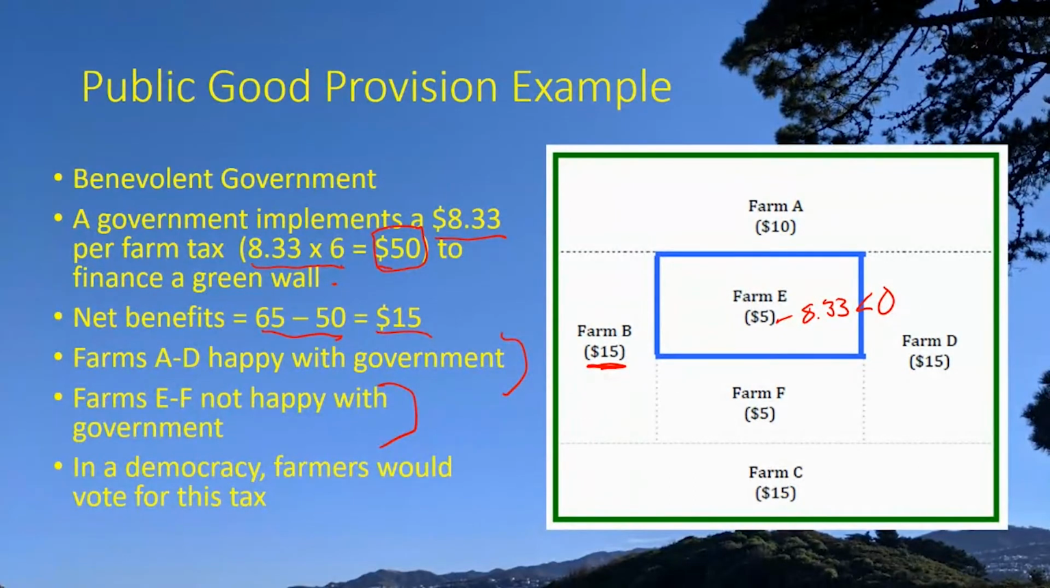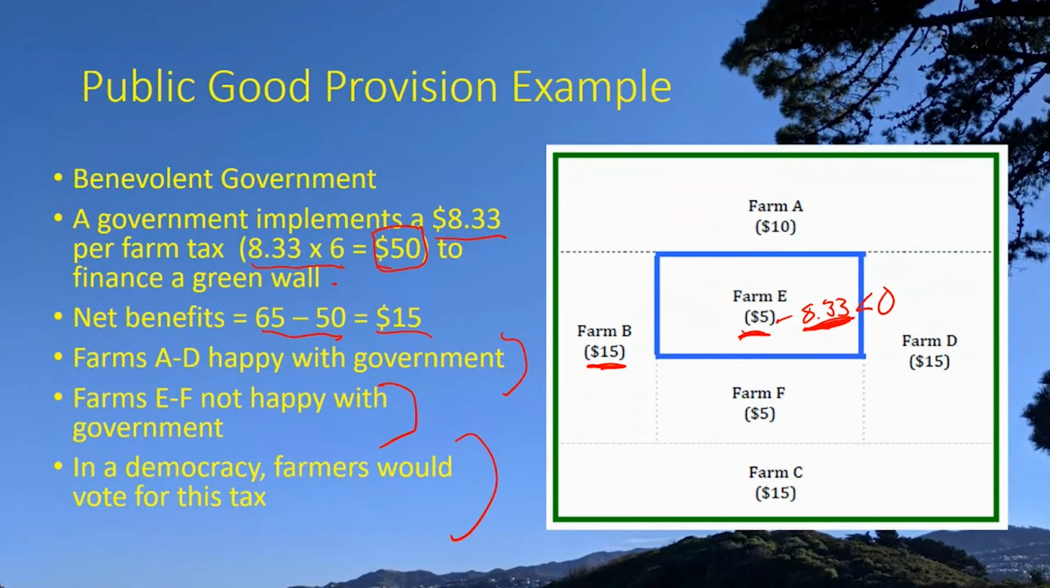But maybe, like I said before, they're not really being exploited. Maybe they're just being forced to pay this extra amount, reflecting the fact that they're in this favored position already in the community because they're in the interior of the community. And so their benefit might actually be misrepresenting the true benefit that they're getting because they're relying on the protection from the other farms' placement. So maybe it's not really unfair to be charging them $8.33 either in that particular situation.